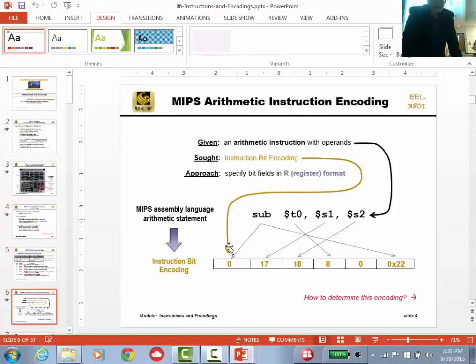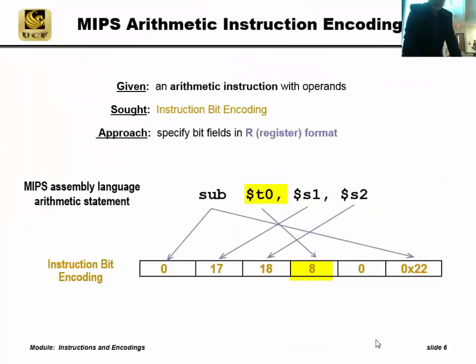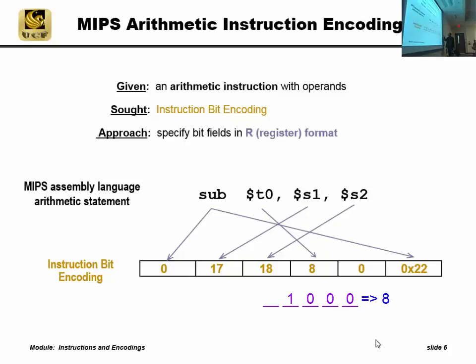T0 is encoded as the number 8. Is this a decimal number or what? If I don't tell you any base, it's always decimal. How do I represent 8 as 5 bits? What does it look like? I have 5 slots to fill with a 1 or a 0. No 1s, no 2s, no 4s, an 8, and no 16s.